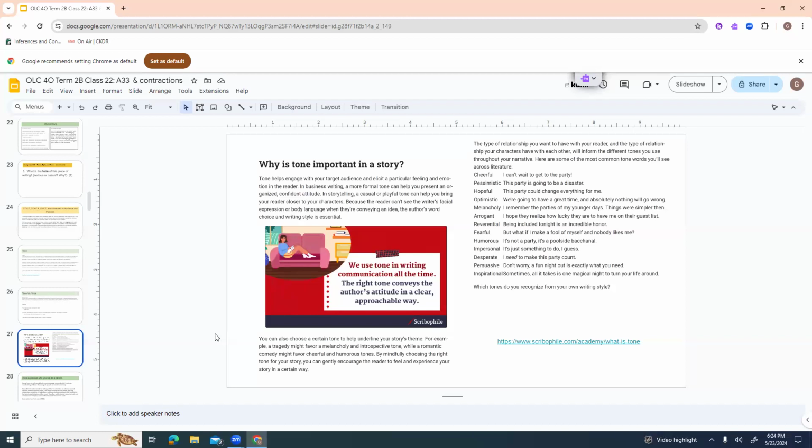The type of relationship you want to have with your reader and the type of relationship your characters have with each other will inform the different tones you use throughout your narrative. Here are some of the most common tone words you'll see across literature. Cheerful: I can't wait to go to the party. Pessimistic: This party is going to be a disaster. Hopeful: This party could change everything for me. Optimistic: We're going to have a great time and absolutely nothing will go wrong. Melancholy: I remember the parties of my younger days.